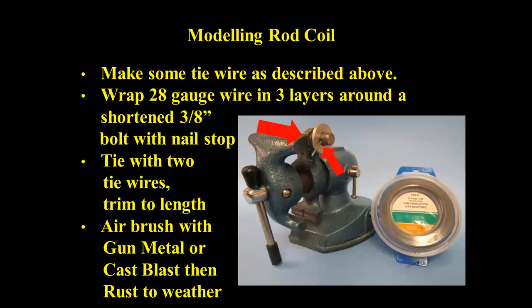So how to make rod coil? I take a 3/8 bolt, cut it short, and drill a hole through it that I can put a common nail through, a little finishing nail maybe I should say, and a washer. Then using some 28 gauge wire, I wrap 3 layers around the bolt, pull out the pin, slide the washer off, and then with 2 tie wires, slide them through the eye of the coil and twist them off.